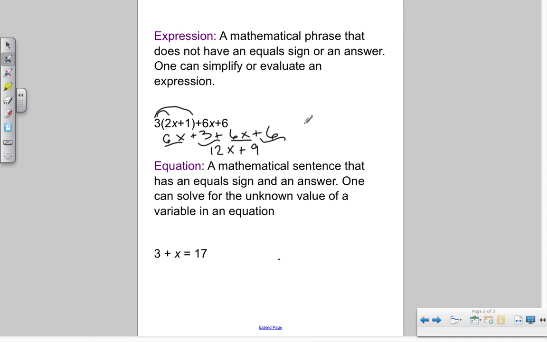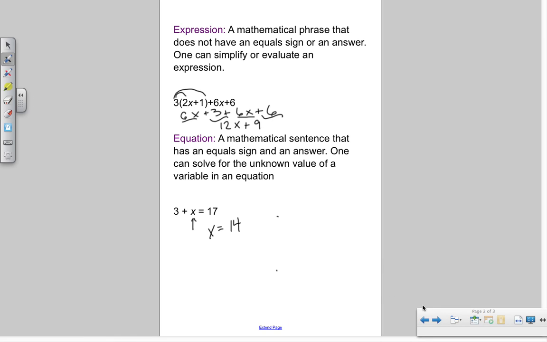Now, if I look at my equation, it's a mathematical sentence that has an equal sign and an answer. One can solve for an unknown value of a variable in an equation. So 3 plus x equals 17. My goal is to figure out what value I can put in for x that will make this sentence true. Well, if you think about it, you probably would come up with x equals 14, which would work right there.